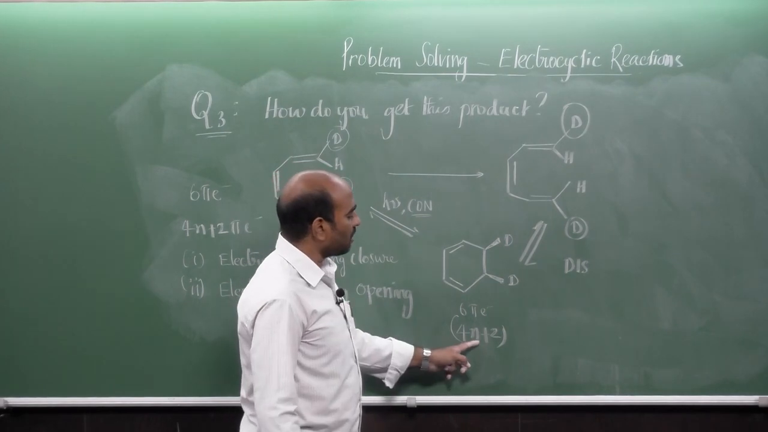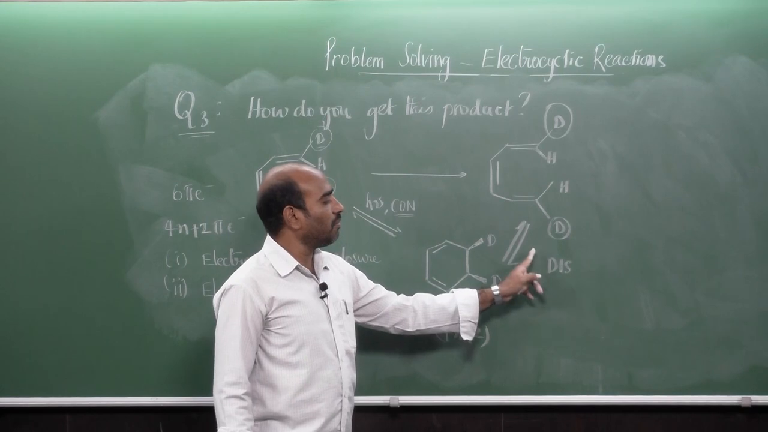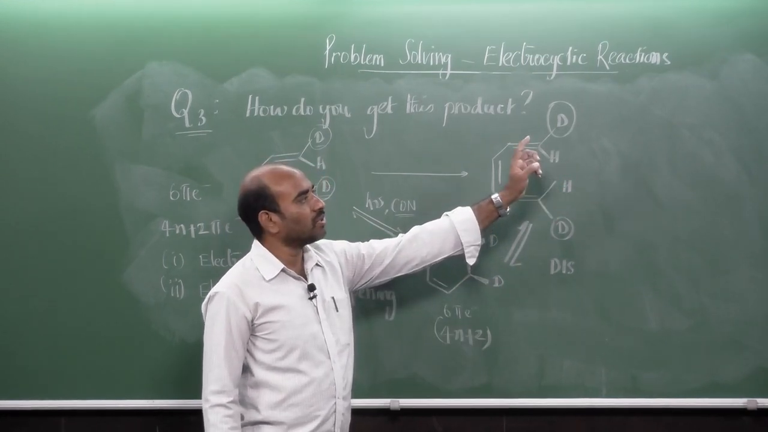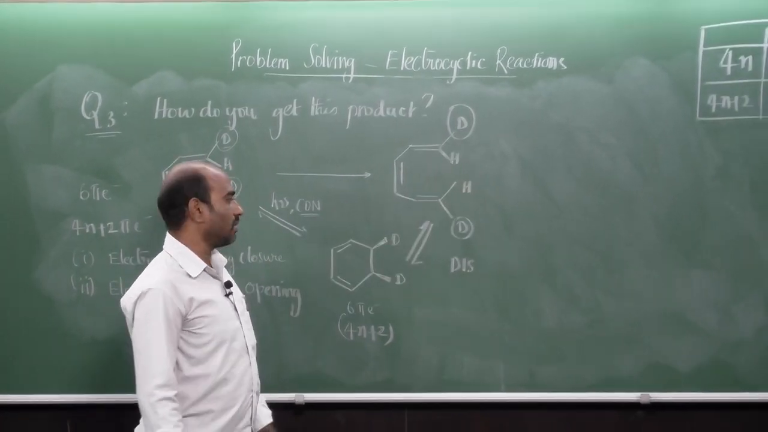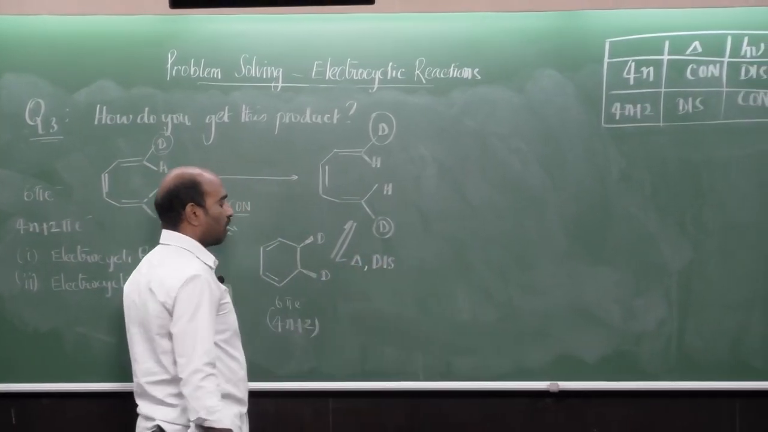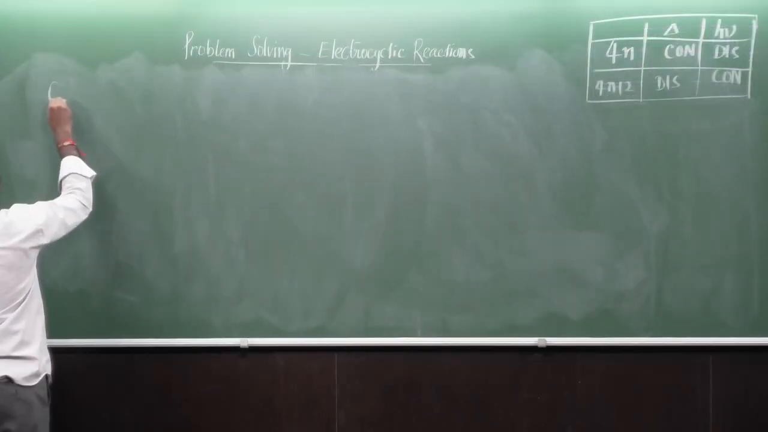So, for a 4n plus 2 pi system with this mode of rotation, under what condition is it allowed? If you see the table, a 4n plus 2 pi system under thermal conditions, this is allowed. So, it is the thermal condition you have to perform this mode. Then you will get this product.